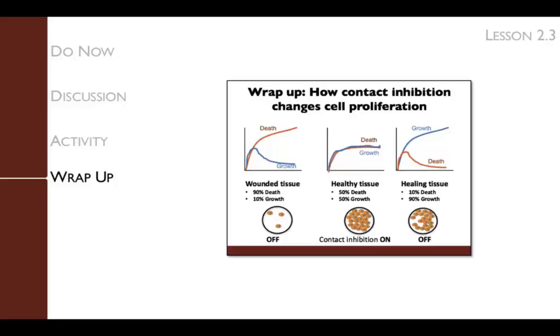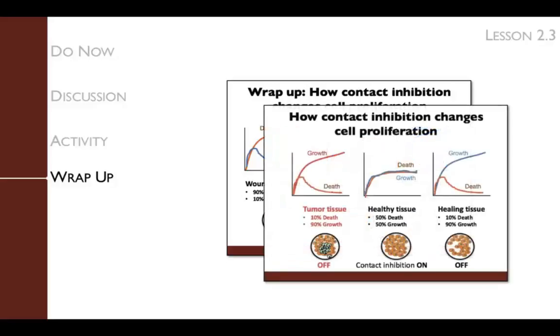In the healing tissue graph, the growth and death ratio are the same at first, but when the tissue is damaged, the growth ratio is greater than the death ratio because the cells are dividing. Eventually, when the tissue is repaired and contact inhibition occurs, growth and death will become equivalent. But in tumor tissue, cells do not send or recognize contact inhibition signals, and so they don't realize that there are enough cells present, and they continue to divide as though they are healing a wound, even though they are not damaged. Failure of the contact inhibition signaling pathway is a common cause of hyperproliferation that gives rise to tumors.